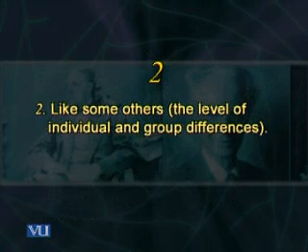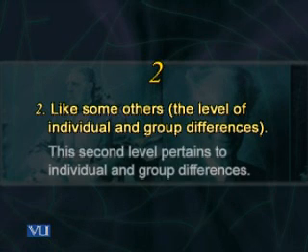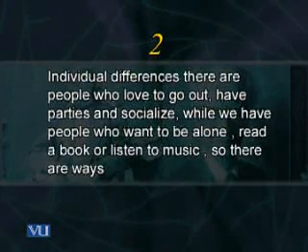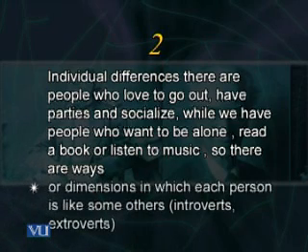Number 2, like some others, the level of individual and group differences. This second level pertains to individual and group differences. Individual differences, there are people who love to go out, have parties and socialize, while we have people who want to be alone, read a book or listen to music. So there are ways or dimensions in which each person is like some others, that is like introverts or extroverts.